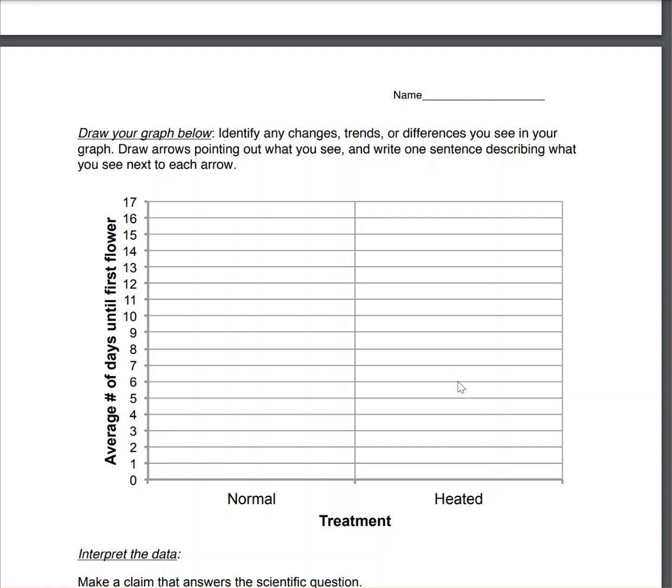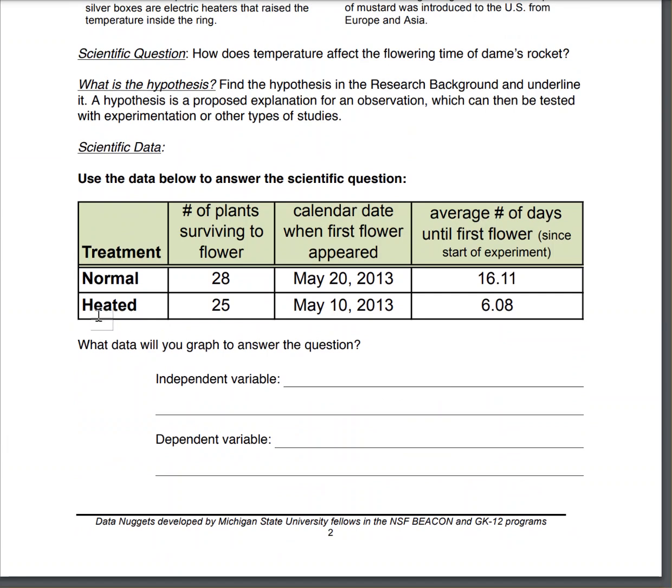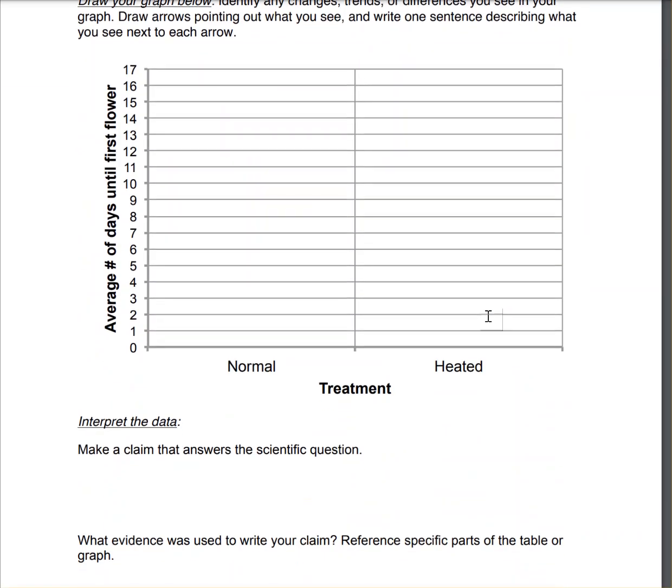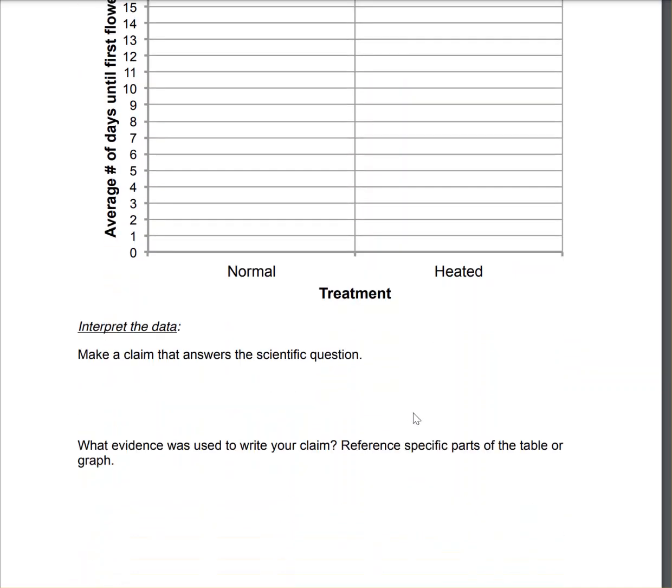Then we need to do the same thing for the heated. Let's go back to our data set. Here we have heated, and it was about 6 days until first flower for the heated plot. So we come over here, we find number 6, see where that would line up. We're going to color in everything under 6. Okay, so we have our bar graph showing our data.